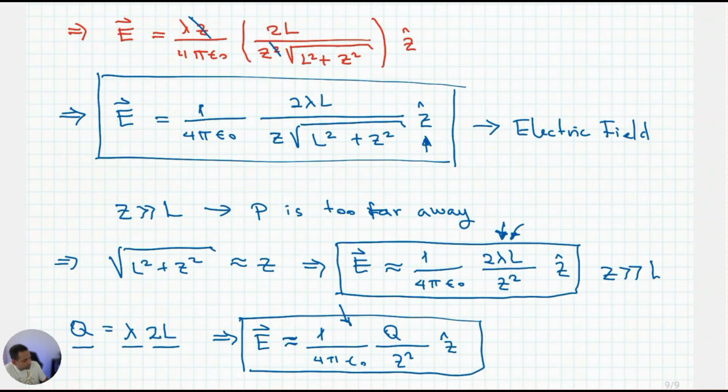And what is this? This is exactly the field of a point charge. Okay, so this result makes physical sense. This is for a point charge because the observation point is too far away. What we see from the observation point is just a point charge at the location where the bar is.